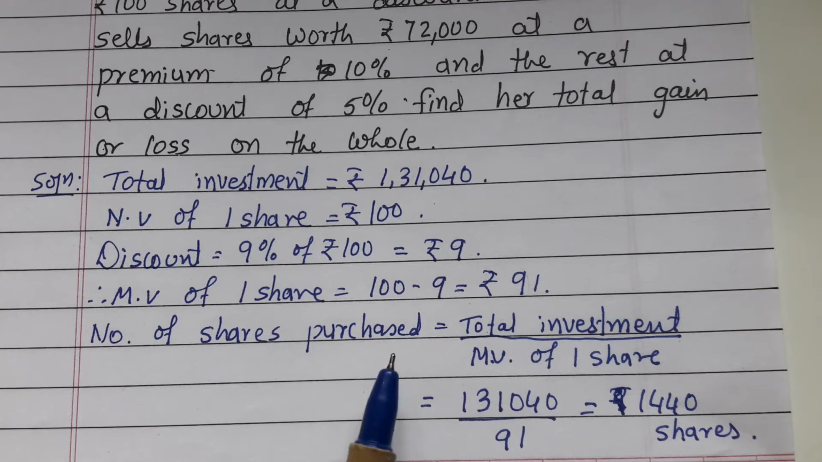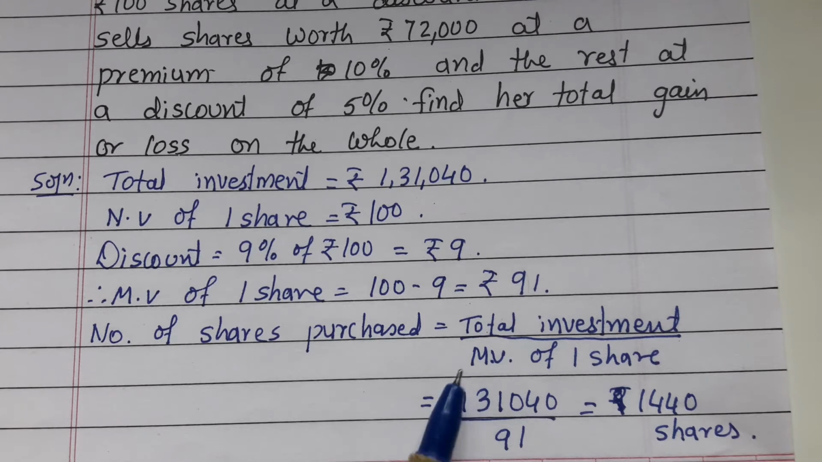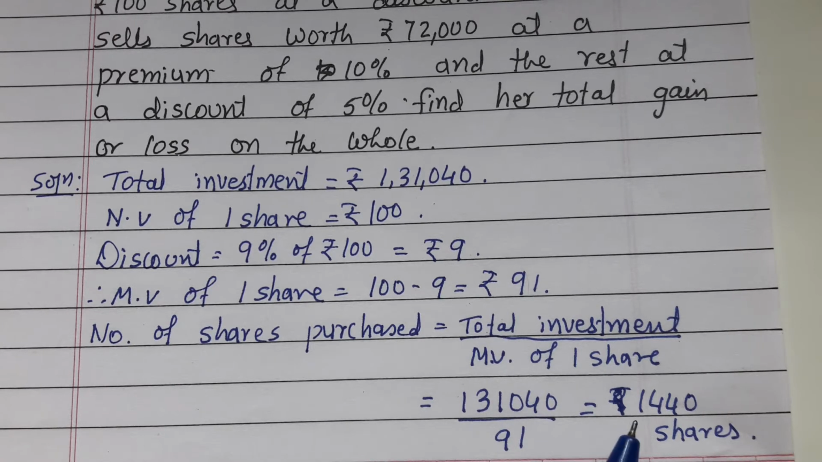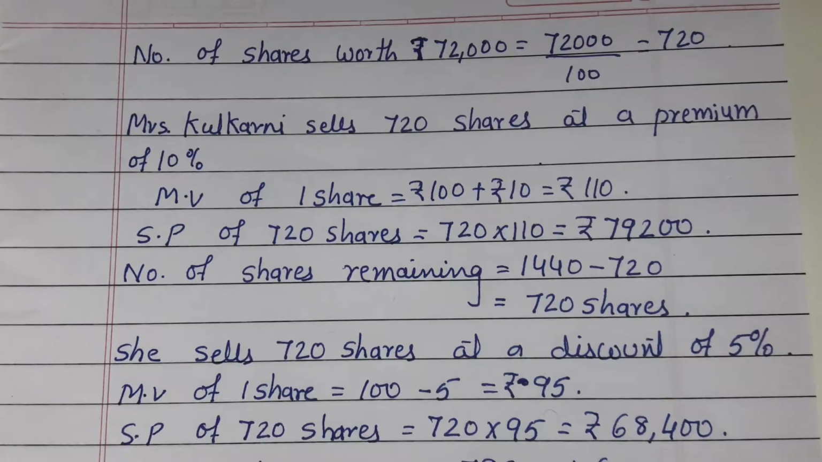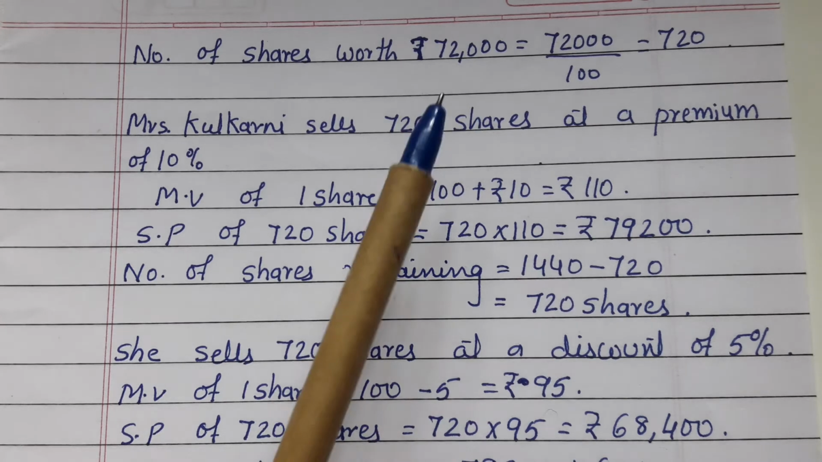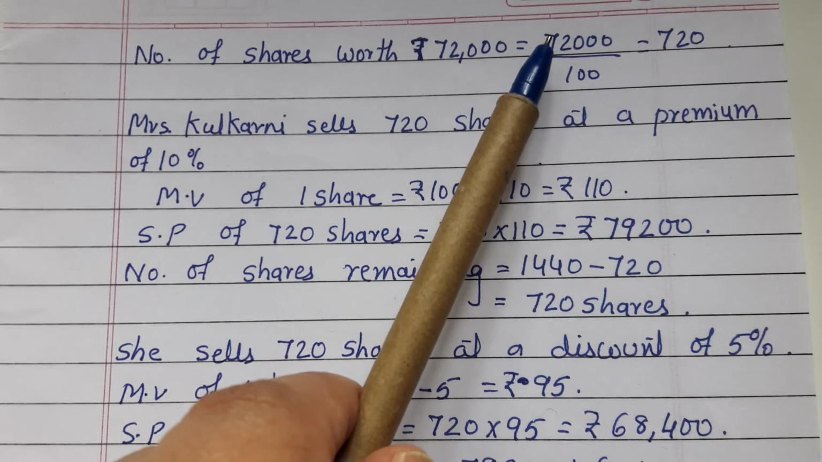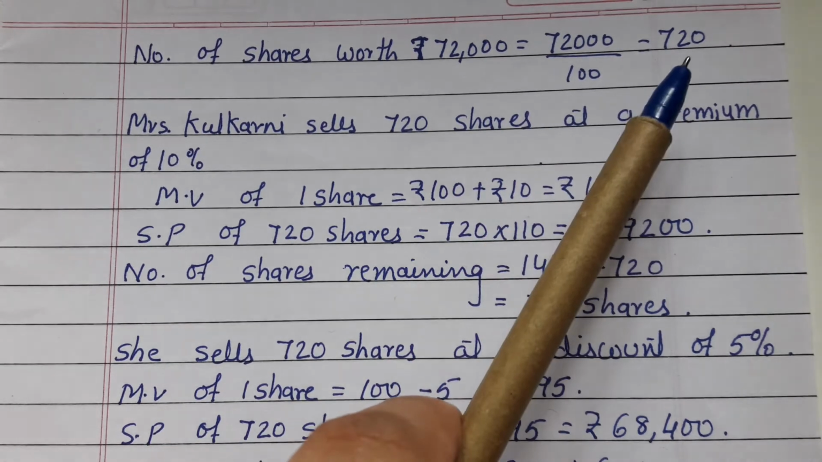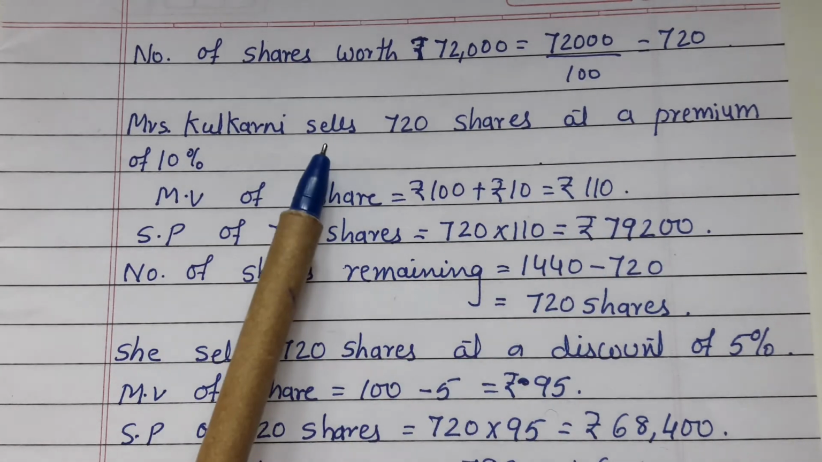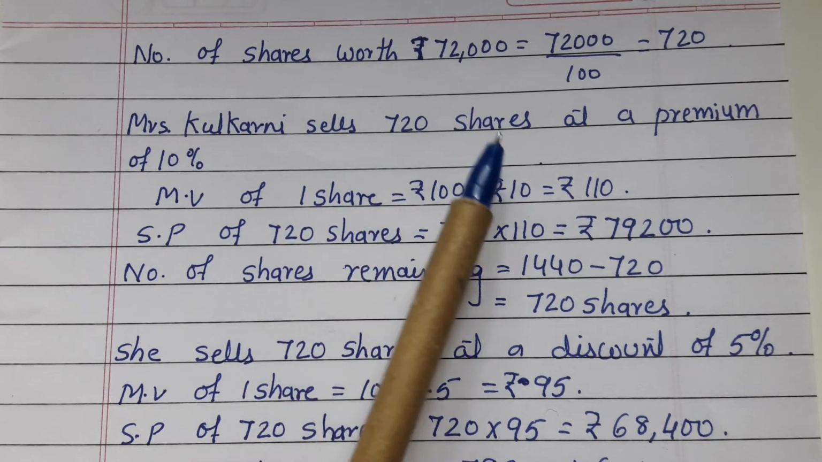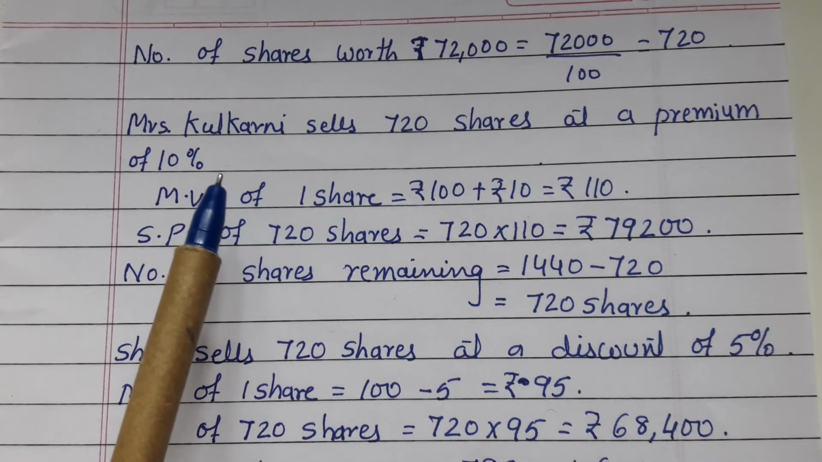Number of shares purchased is total investment upon MV, market value of one share. That is equal to 1,31,040 upon 91, that is equal to 1,440 shares. Number of shares worth rupees 72,000 is equal to 72,000 upon 100 equals 720. Mrs. Kulkarni sells 720 shares at a premium of 10%.